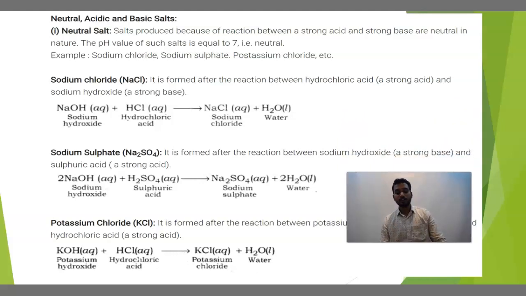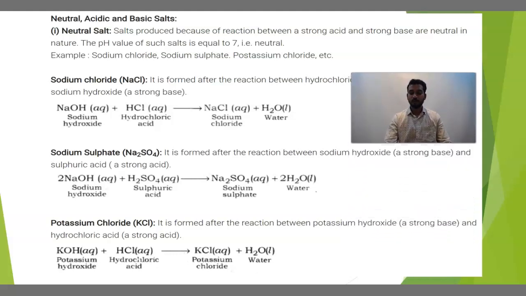Again, neutral salts we can see here. Please go through this table. It's important. They may ask you to balance this chemical reaction. What happens when sodium hydroxide reacts with hydrochloric acid? Sodium hydroxide reacts with sulfuric acid. Potassium hydroxide reacts with hydrochloric acid. What happens? Here we are reacting a strong acid with a strong base. Weak acid, weak base. That's it. In such a way. Okay. Strong acid, strong base.